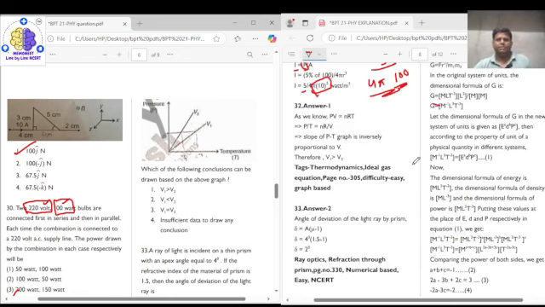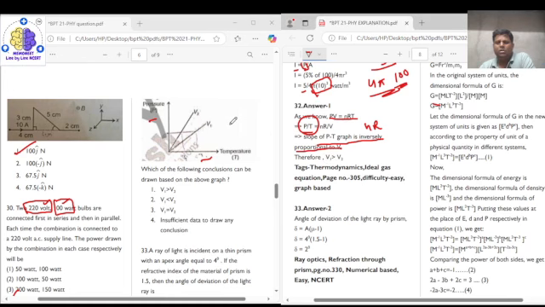Now we have the ideal gas equation, PV = nRT. So P upon T is equal to nR upon V. We have the graph between P and T. For a graph between P and T, the slope will be equal to nR, and the slope of the PT graph is inversely proportional to V. It means the more the slope, the less the volume.